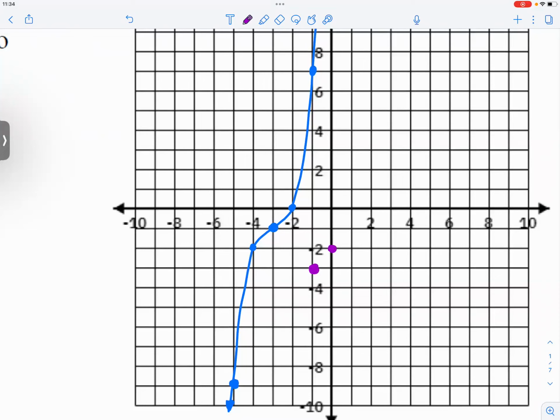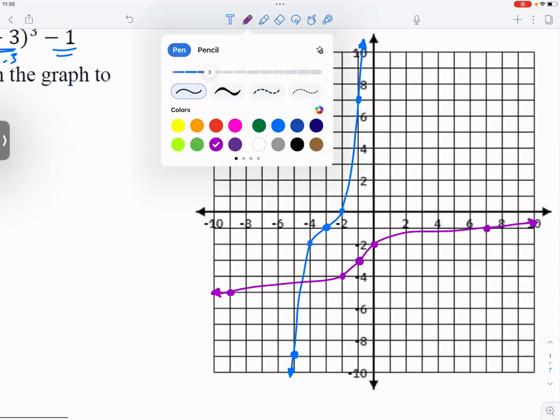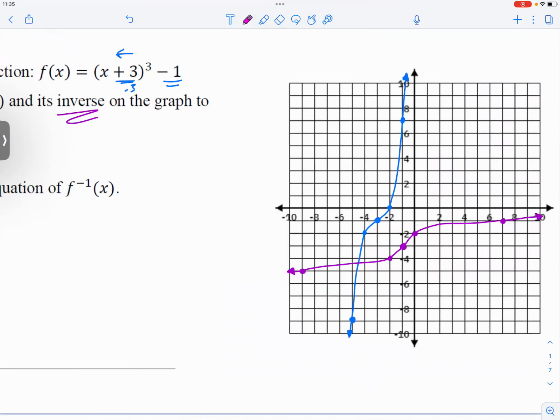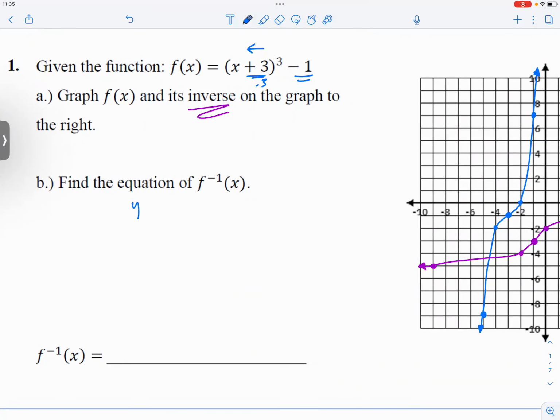Then you will create a graph based on the swapped points. The swapped coordinates will give you this picture. If you finish the picture, one thing that you can check is that it will always look like a reflection over the line y equals x. That is the y equals x line. They should look like a reflection over each other. So that's one way to do it. The other way to do it is to actually find the equation of the inverse. And eventually the equation and the graph should agree with each other.